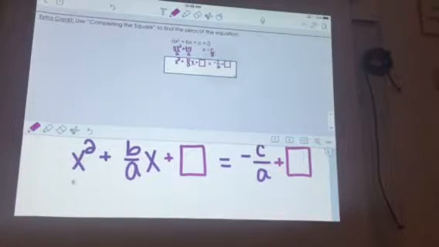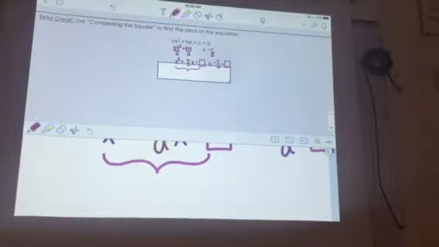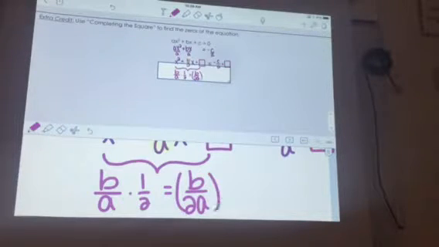So I want this left-hand side to be a perfect square trinomial. In order to make it a perfect square trinomial, I need to figure out what perfect square would go in the box. There's a formula to figure that out. You take this term, b over a, and divide it by 2. That would be the same as multiplying by 1/2. So b over a divided by 2 would be times 1/2, gives you b over 2a. So that's step 1. And step 2 is you square it. So we get b squared over 4a squared.